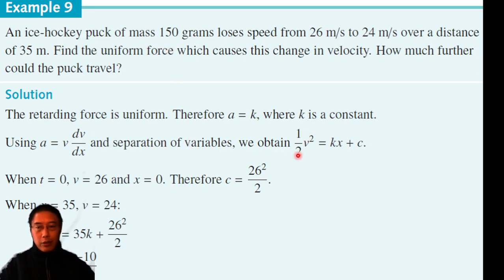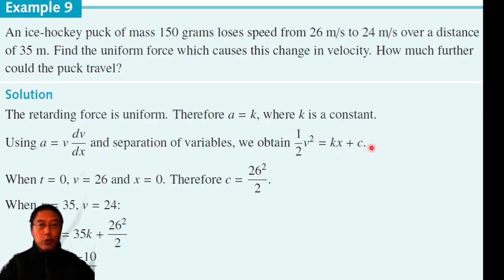They're going to use calculus. So we know the force is slowing down, which is retarding. So you're slowing down. It also means the acceleration is actually a negative amount. So here a is equal to k, which is a constant. We use the expression of acceleration as a function of position, v dv/dx. We separate the variables and we get half of v squared equals kx plus c.